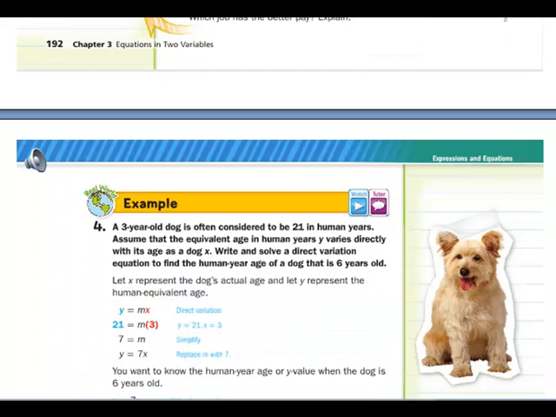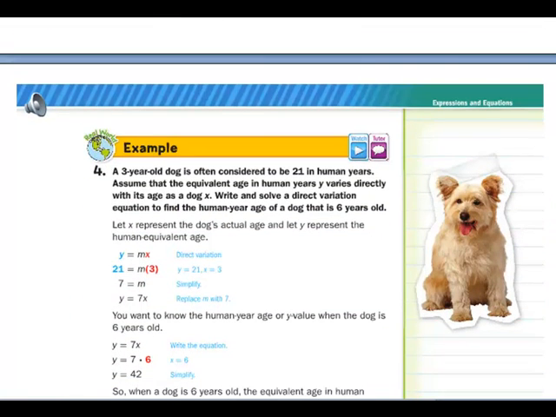Okay. So first of all, let's talk about this. We only got a couple minutes left. A 3-year-old dog is often considered to be 21 in human years. Assume the equivalent age in human years y varies directly with its age as a dog, x. So human years, y. Dog years, x. Write and solve a direct variation equation for the human year age of a dog that is 6 years old. So we know that human years, 21.